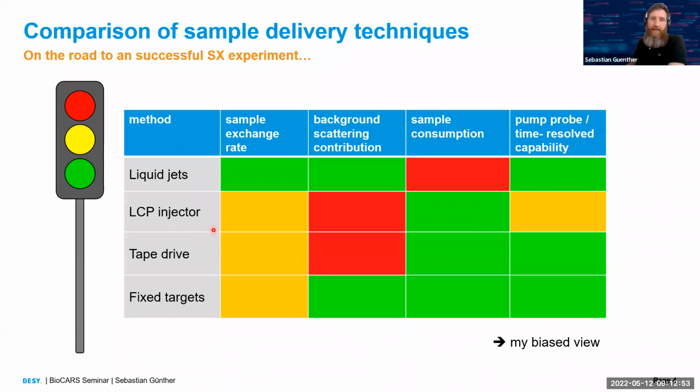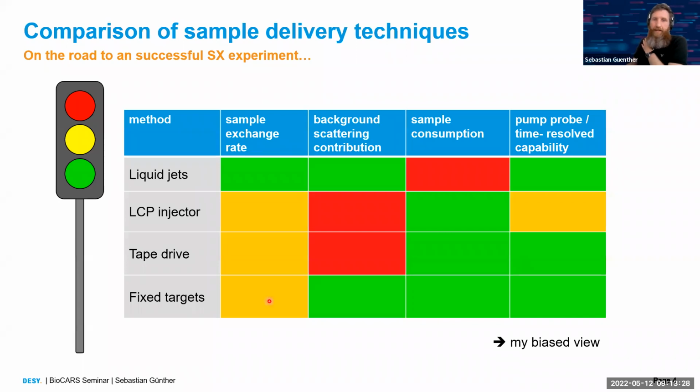LCP jets, sample exchange rate: like I said, you can't flow them as fast as the liquid jets. Through the LCP material, you usually have quite a lot of background scattering, which of course is bad for your signal to noise. Sample consumption is much better. And with the large background scattering, you usually have some negative effects on the pump probe capability. Tape drive is somewhere in between.